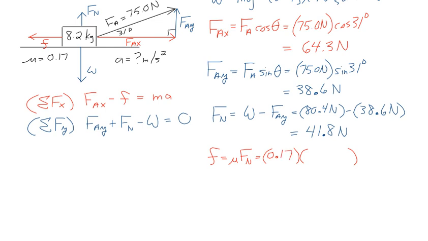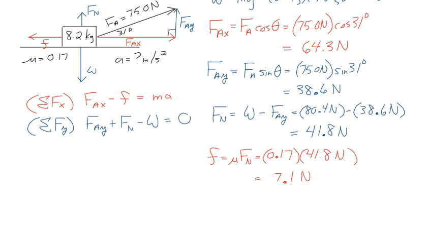Notice there are no units with the coefficient of friction. It's just a number, so don't confuse that. I've had people on the test where they write that as a force. So 0.17, and then the normal force is 41.8 newtons. And that will give me the answer in newtons. And that is what? 7.1.